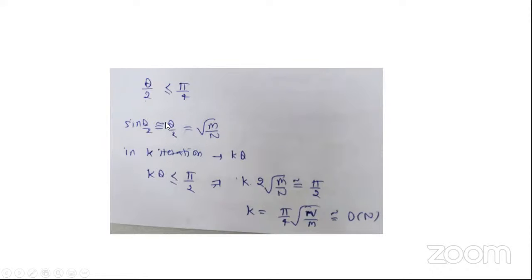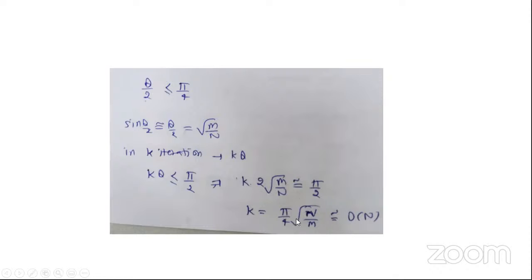So what is the value of theta? Can anyone tell? Theta is small, so we have removed the sine, but we want the angle to be less than pi by 2. What is the value of theta? Theta by 2 is basically square root of m by n. So theta will be 2 times the square root of m by n. We put the value here, and we want it to be approximately pi by 2. Then we solve it.